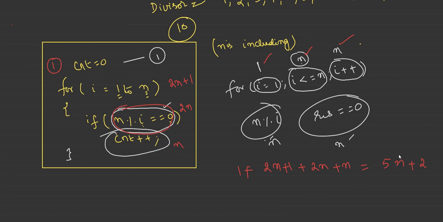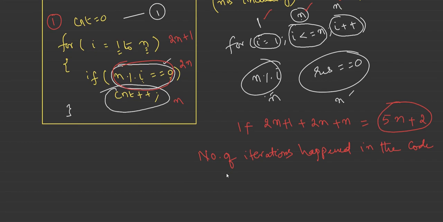I can say that this polynomial is nothing but the number of iterations that happened in the pseudocode, or otherwise let us say in the code. The number of iterations that happened in the code is 5n plus 2. Now guys, we have a lot of work to do, like analysis on this code. Let us do that.